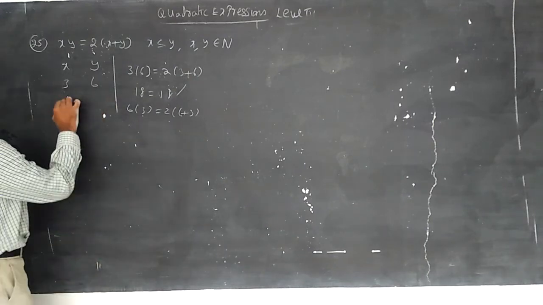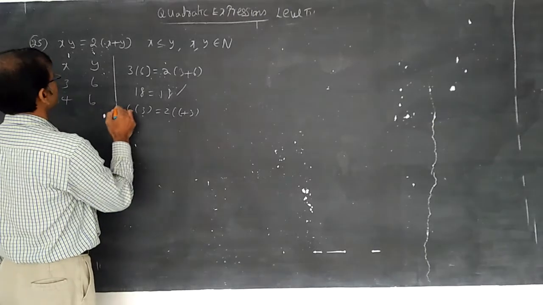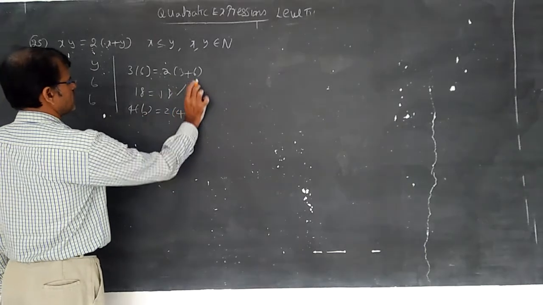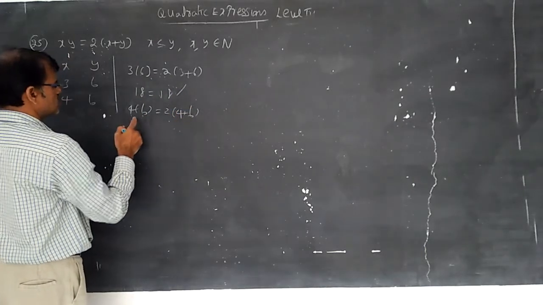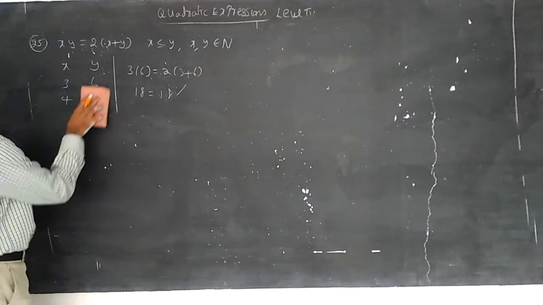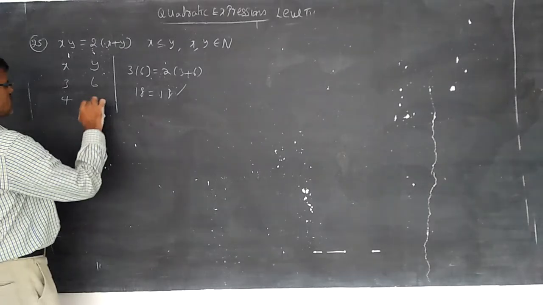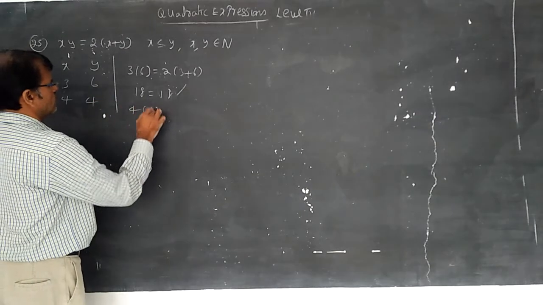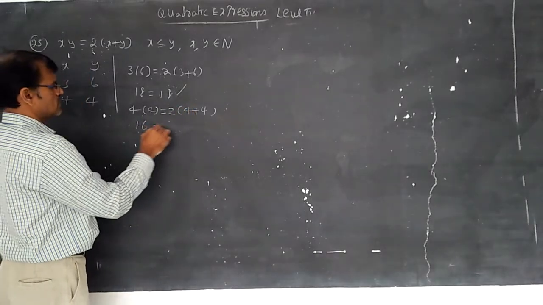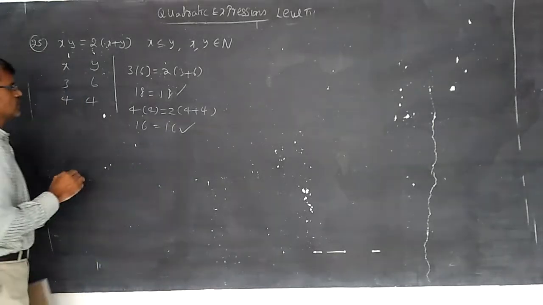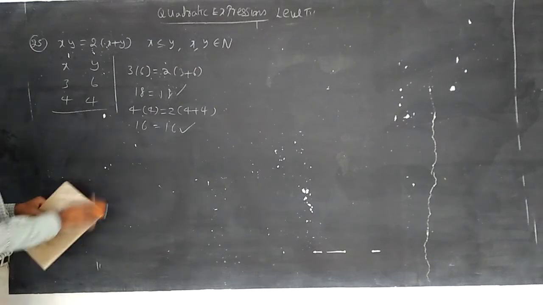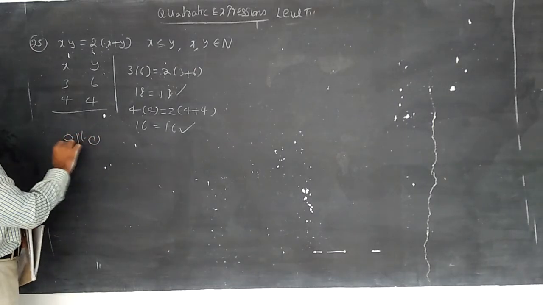4 comma 6: 4 into 6 is 24, 2 into (4 plus 6) is 20. 24 is wrong. So simply take 4 into 4; 4 comma 6 is not possible. 4 into 4 is equal to 2 into (4 plus 4). 16 equal to 16. Correct. So there are two solutions. Option 1. That's all.